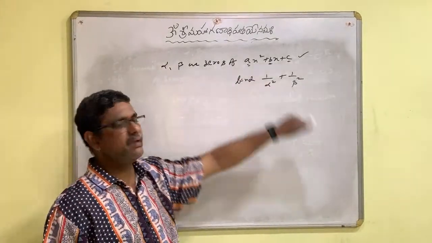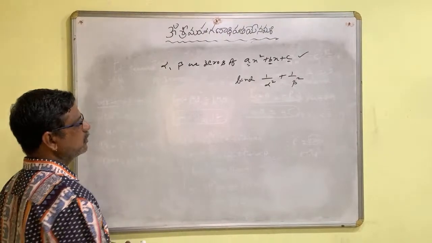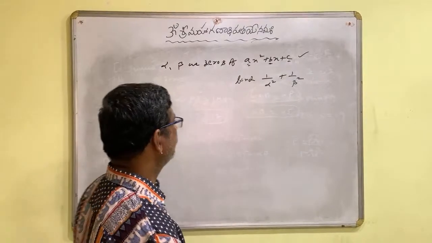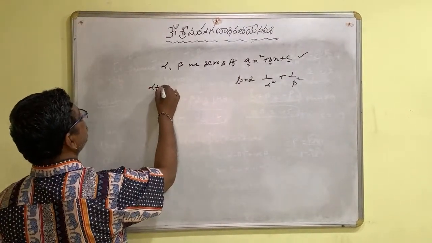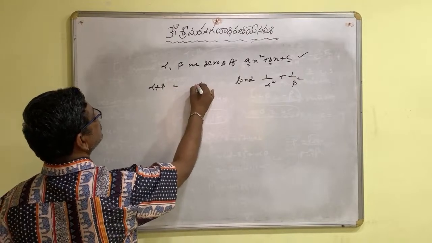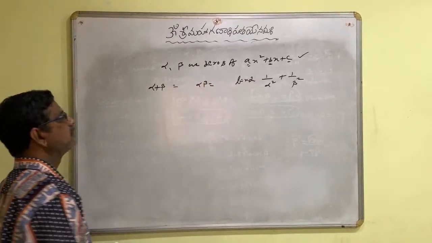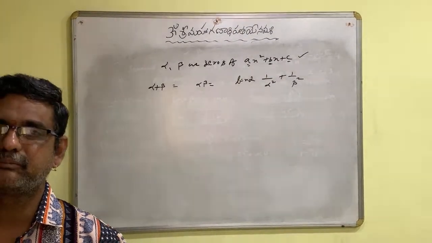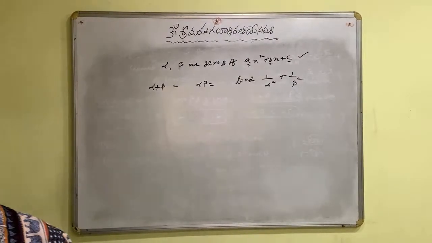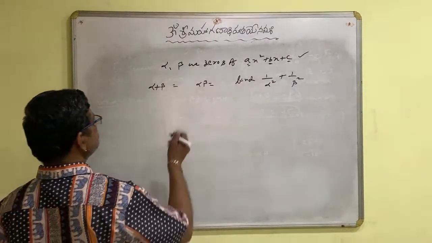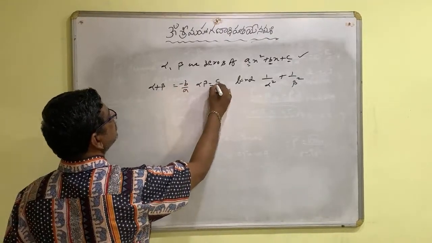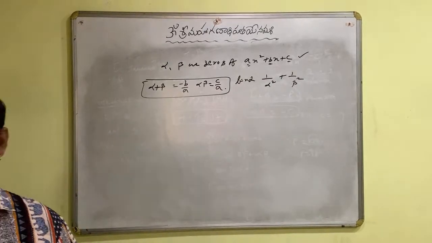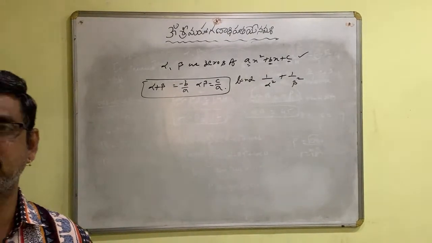Here A is A, B is C only. So as I told you, whenever a problem is given like this, immediately what we have to write? What is alpha plus beta and what is alpha beta? Alpha plus beta is minus b by a, and alpha beta is c by a. We have to keep those values in mind.